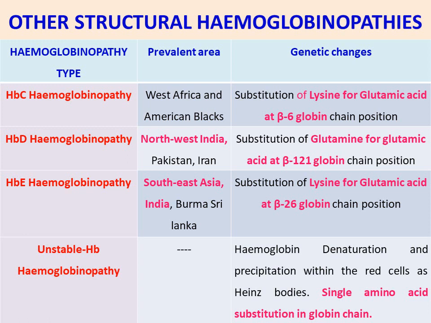So here, in all the C, D, E hemoglobinopathies, you should notice that the glutamic acid position is common. Glutamic acid is replaced: in C by lysine at the 6th position, in D by glutamine at the 121st position, and in E by lysine at the 26th position. So glutamic acid is replaced by lysine, glutamine and lysine again.